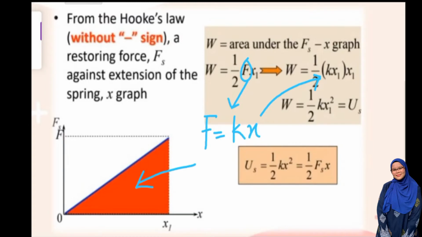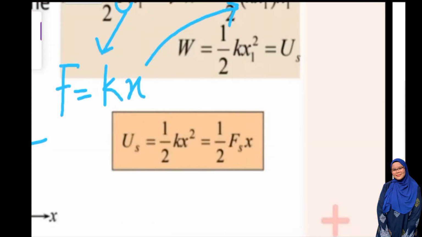So 1 over 2 Kx square is actually the formula for elastic potential energy. Okay, so this is the formula of elastic potential energy. Okay, so basically we have 1 over 2 Kx squared or 1 over 2 Fsx. So cara kita nak guna dia, it depends on the equation. So contoh bila the equation give us spring constant, we use this equation. When the equation give us a restoring force, so we can use this equation.